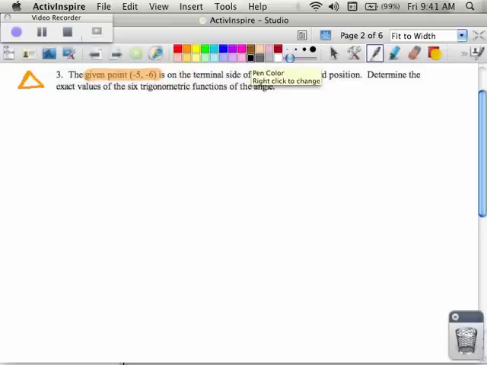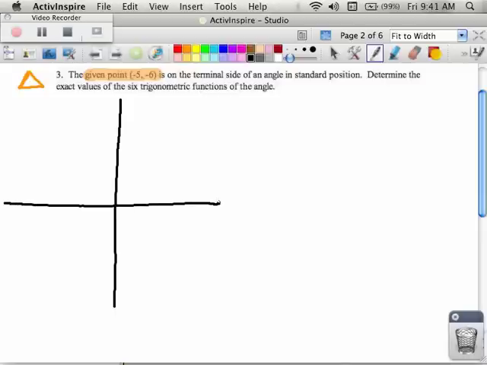Here is a coordinate axis. And if I look for the point -5, -6, 1, 2, 3, 4, 5. There's -5 on the x-axis. 1, 2, 3, 4, 5, 6. There's -6 on the y-axis. They're talking about the point down here.